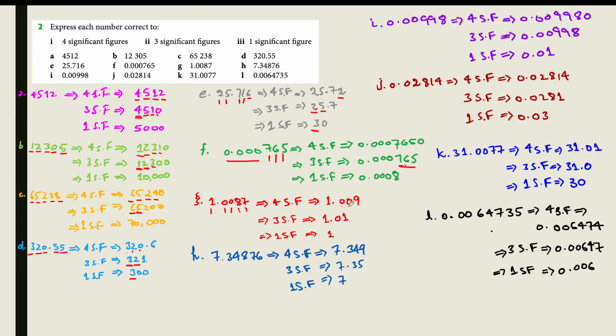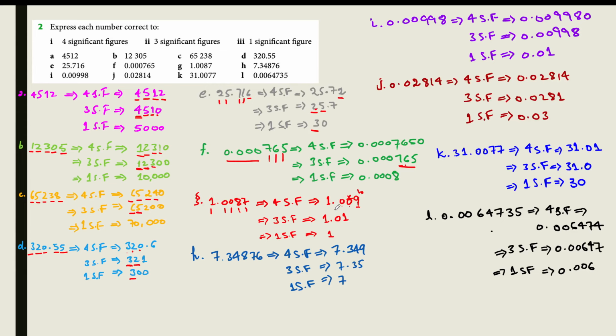We keep these 3 and check the fourth one, which is 9. So when we round it up, this increases. This becomes 10. So 10 remains in here, and 1 is carried to this number, to this digit.